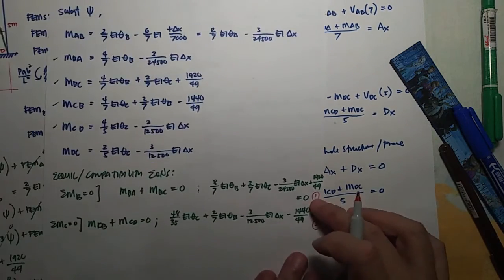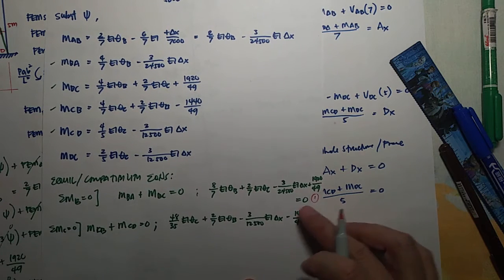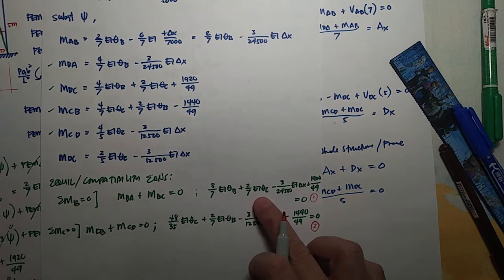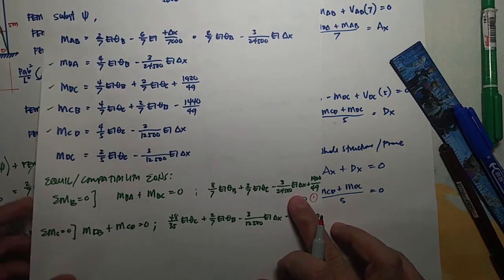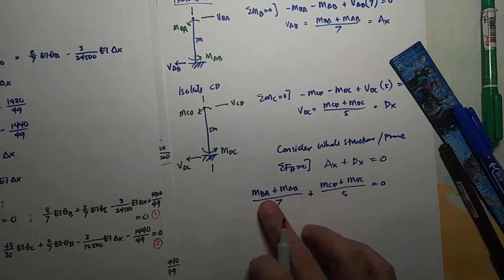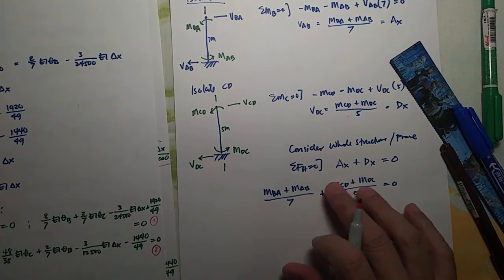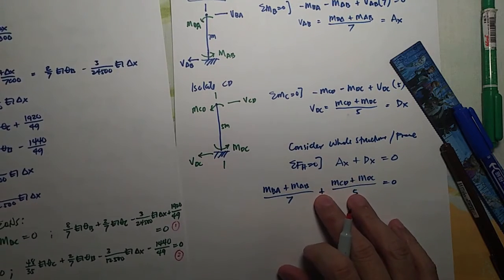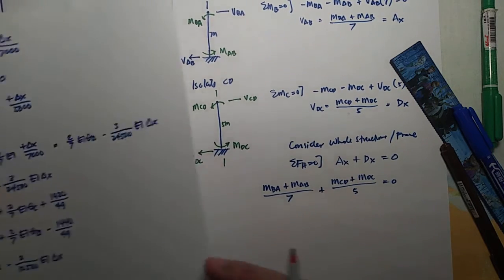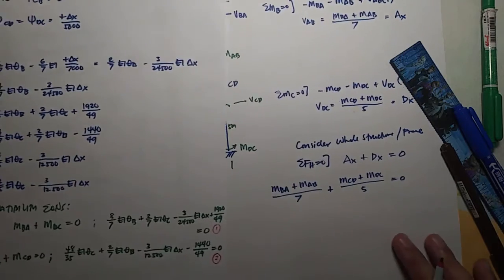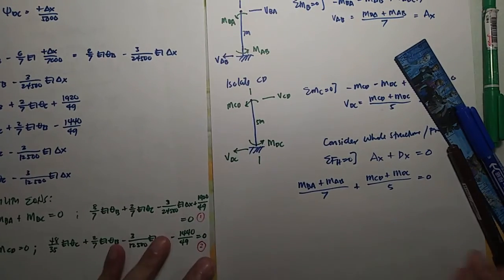But yung first and second equation natin are expressed in terms of theta B, theta C, and delta X. So, ganun din gagawin natin dito. So, we have to express these moments in terms of thetas and delta. So, saan natin kukunin yon? So, dito. Okay. So, substitute natin.